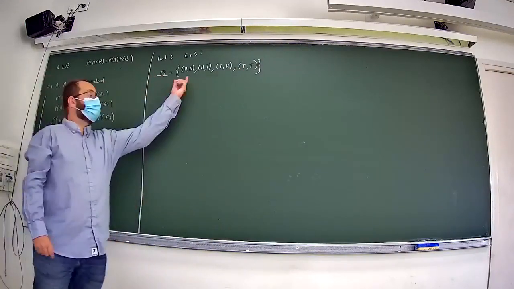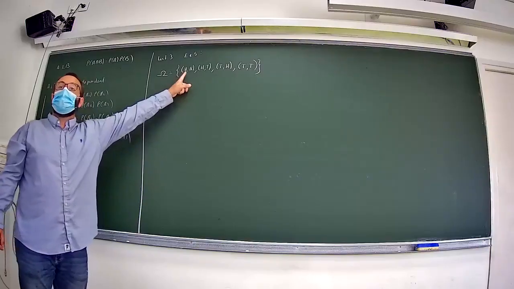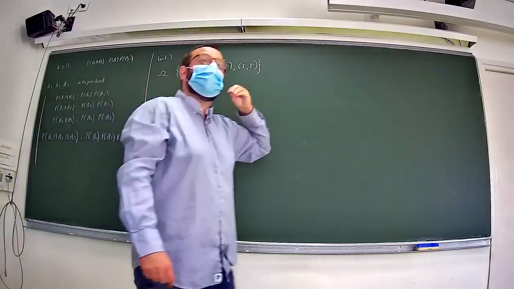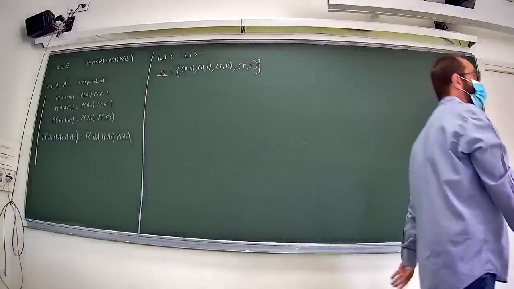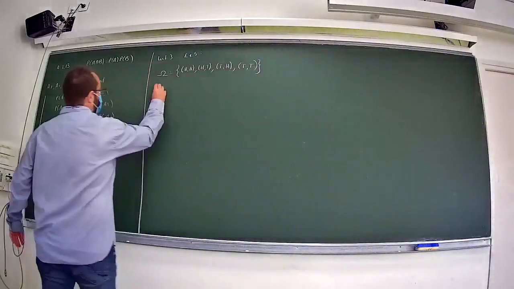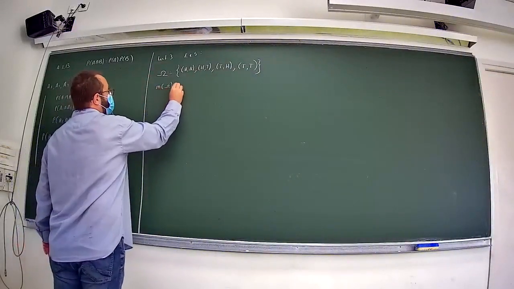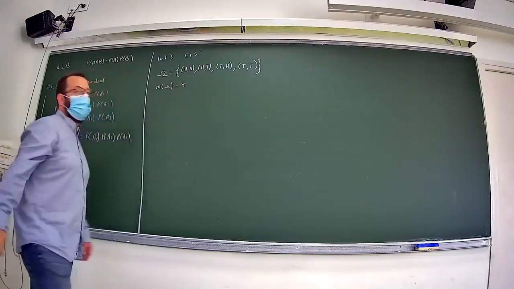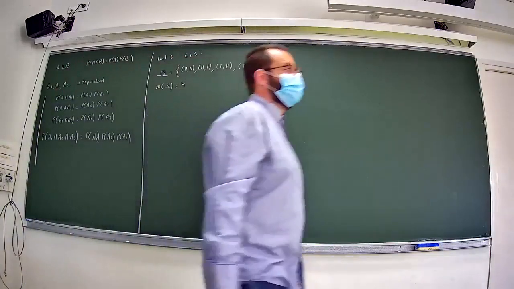I have pairs representing that the first component is what happened in the first toss, and the second what happened in the second one. And the number of elements in omega is 4. So to compute probability, I will divide by 4.